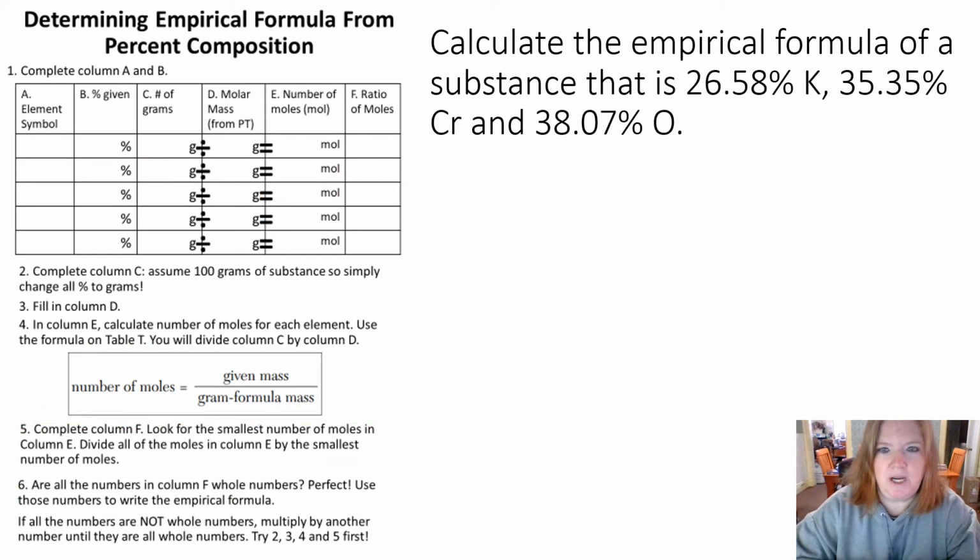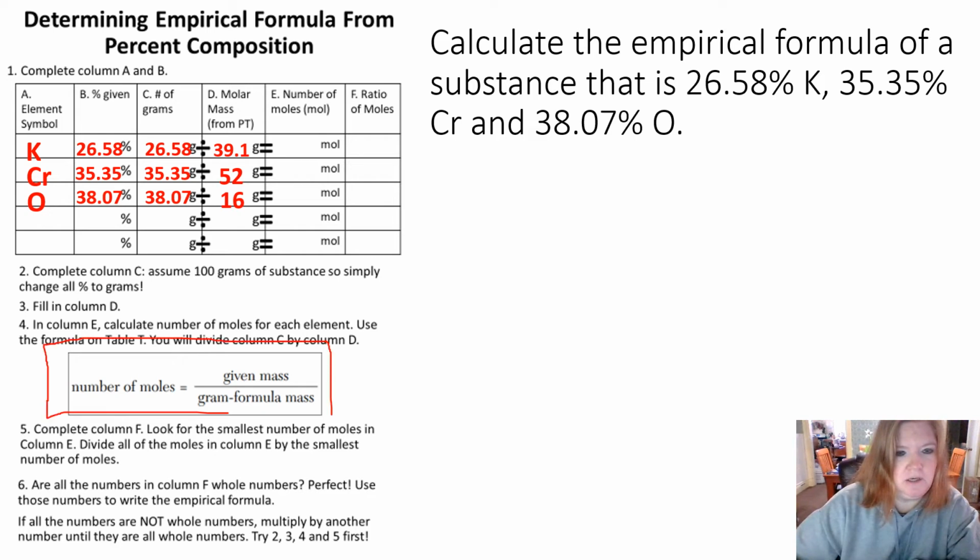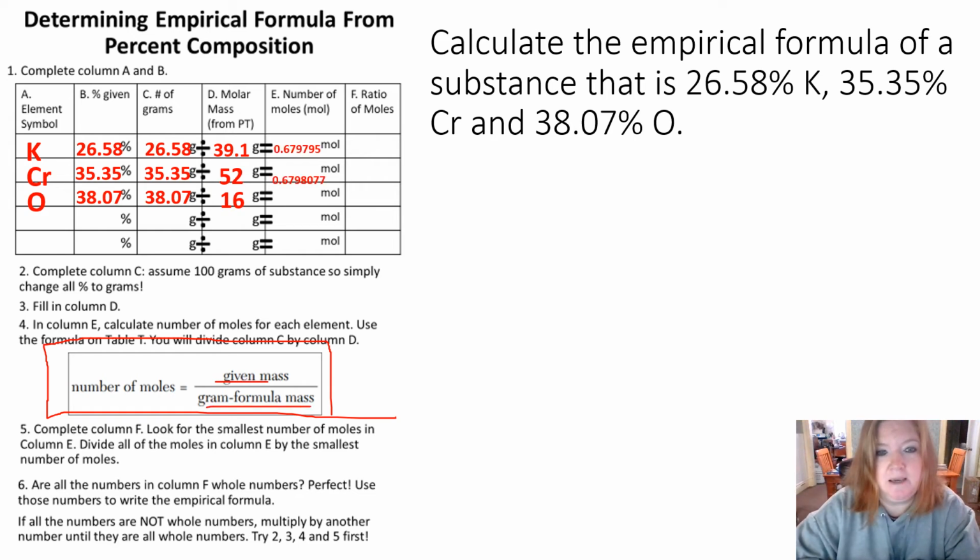All right, so let's try it again. Okay, ready? Write my symbols. Write the percent that's given. Remember, I'm going to assume 100 grams. Change the percents to grams. Easy peasy. Look up molar mass on the periodic table. Now I'm going to do this calculation. Change my given mass from the problem, divide it by the gram formula mass, and get moles. And I get these numbers.